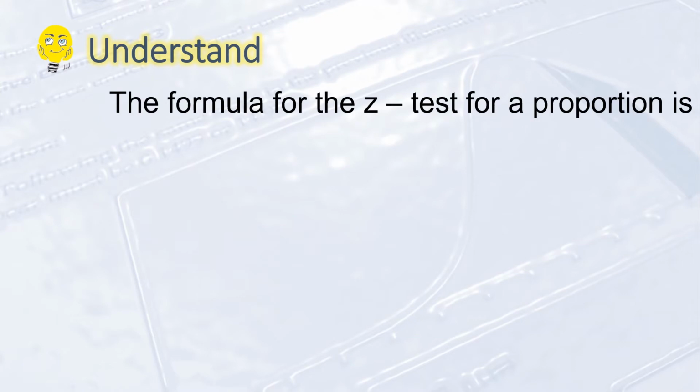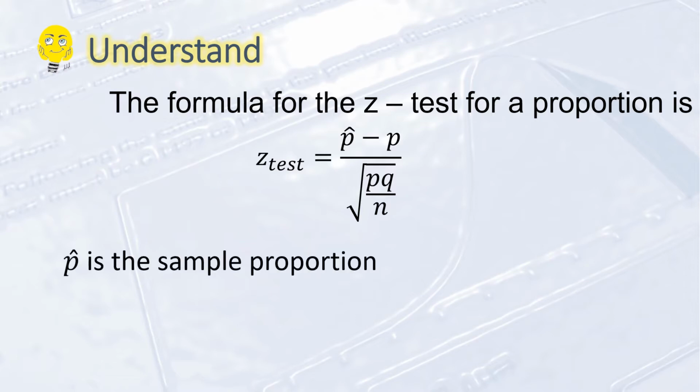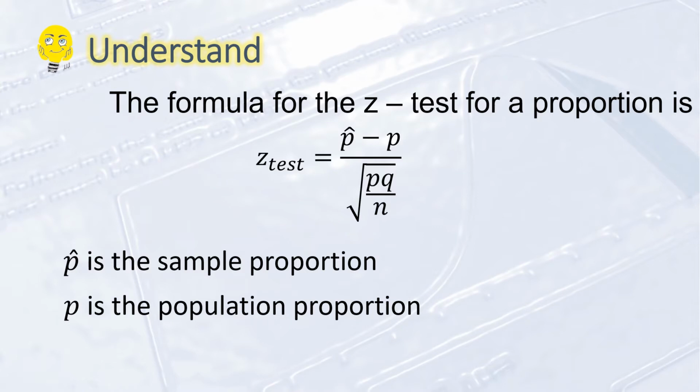The formula for the z-test for a proportion is given by p hat minus p all over the square root of the product pq over n. In here, p hat is the sample proportion, p is the population proportion, n is the sample size, and q is equal to 1 minus p. Let us have an example for z-test for a proportion.